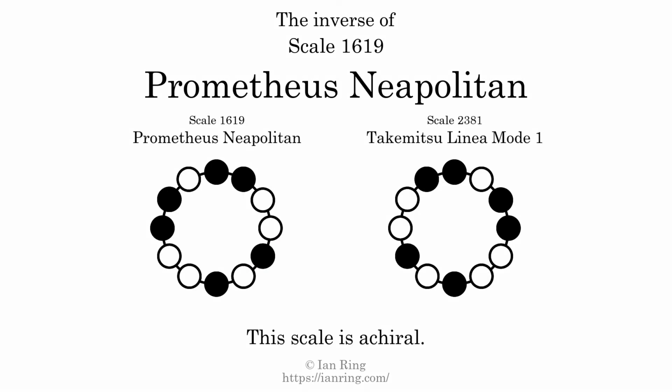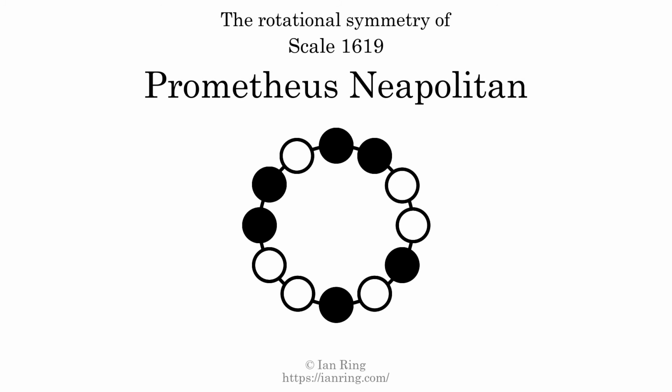The inverse of a scale is a mirror image. It is what you get when the sequence of intervals is reversed. The inverse of this scale is scale 2381, also known as Takemitsu Linea Mode 1. This scale is achiral, since it can transform into its own reflection by a rotational transformation.